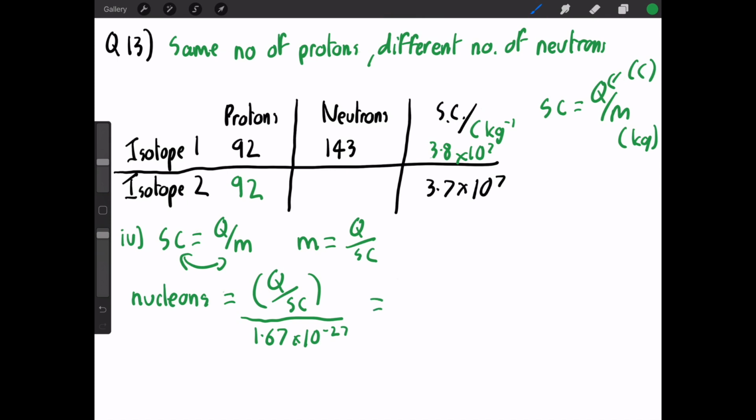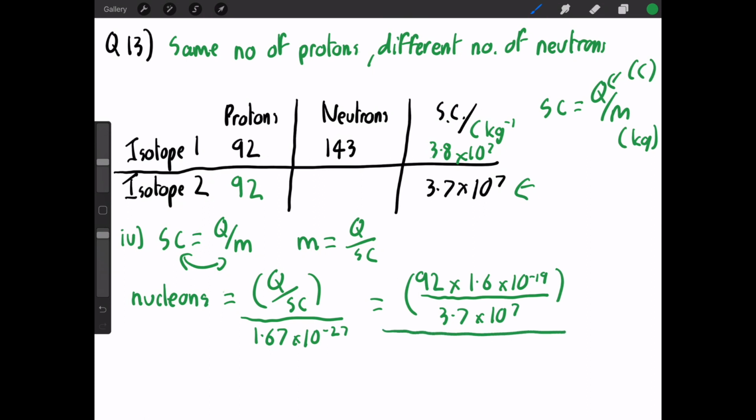So we can put numbers into that. The charge is going to be 92 protons. It's just an isotope, it's still 92 times 1.6 times 10 to the minus 19 divided by the specific charge, which we're given over here in the table. That's going to be 3.7 times 10 to the power 7, and we're going to divide all that by the average mass of a nucleon, 1.67 times 10 to the power minus 27. And that should give you an answer of around 238.